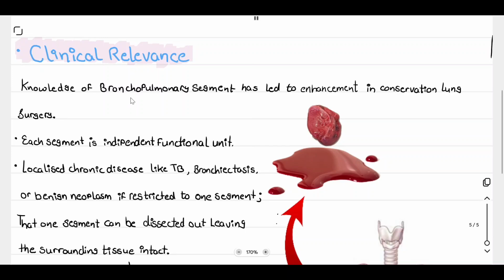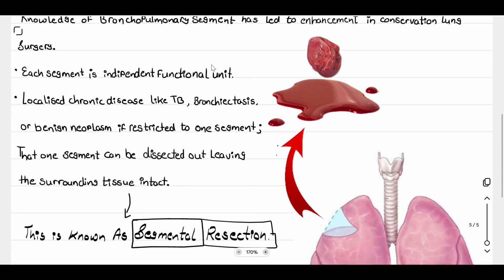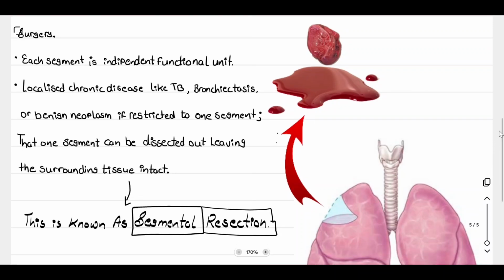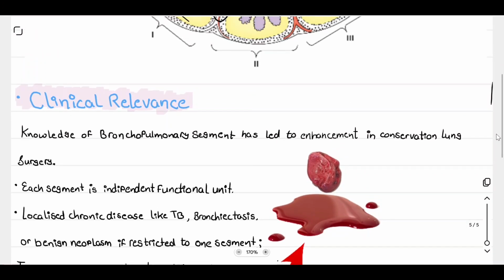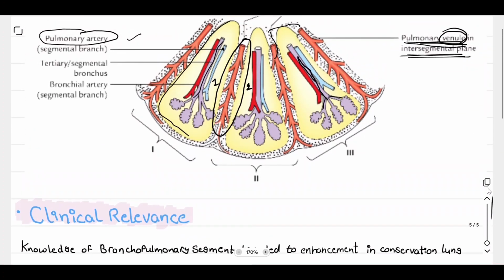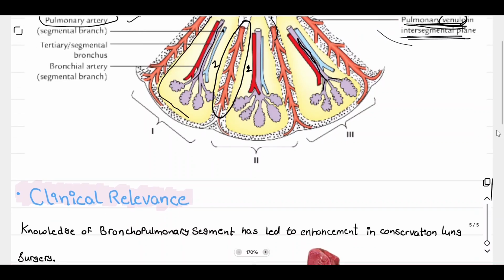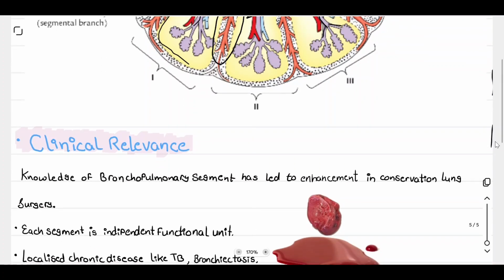So the knowledge of bronchopulmonary segment has led to enhancement in conservation lung surgery. Each segment is an independent functional unit. As I have told you, each segment has its own artery, nerve supply and lymph nodes, but what they do not have is their own pulmonary vein. This is a pulmonary vein, and each pulmonary vein supplies more than one segment.